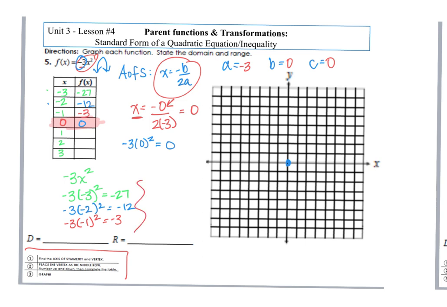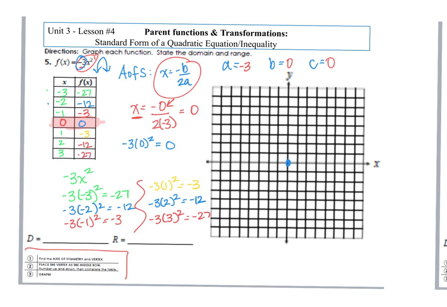Now watch what happens. I'm going to go to the other side of my vertex and I'm plugging in 1 for x. So I have negative 3 times 1 squared, and that's going to also equal negative 3. Hey, I've seen that number before. Now we're going to plug in positive 2 for x. We have negative 3 times 2 squared, and that's going to equal negative 12. Next we're plugging in positive 3. So negative 3 times 3 squared is negative 27.